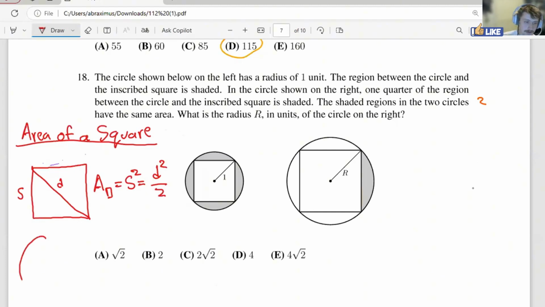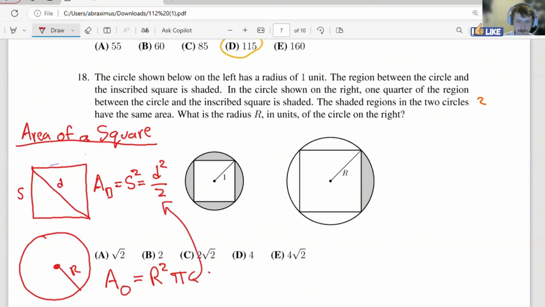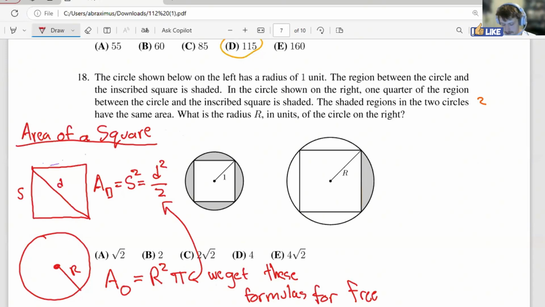Okay. And if we have a circle with radius capital R, then Archimedes told us that the area of the circle is r squared pi. So we get both these for free. We're just allowed to use them. There's a reason why it's true that you can square the diagonal of a square and then divide by 2 and you'll get the area of a square. There's a lot of different ways to prove it. We're just going to use that formula for free for now.